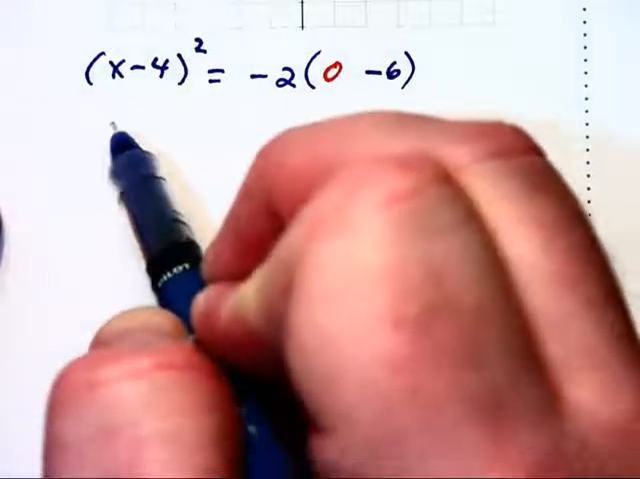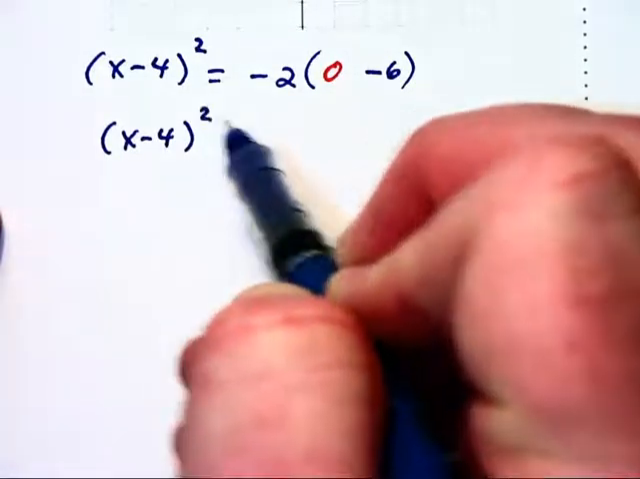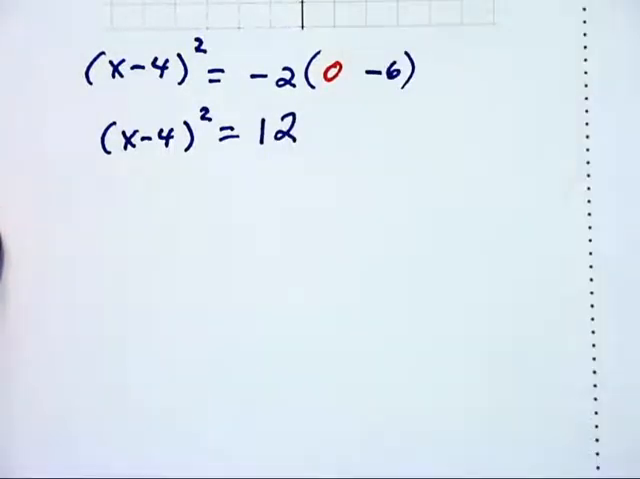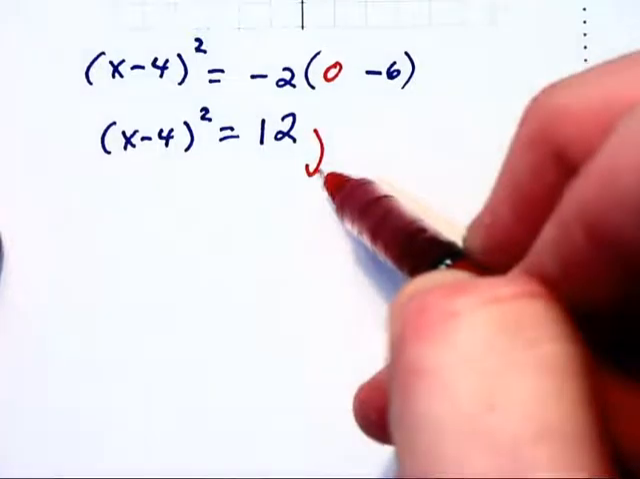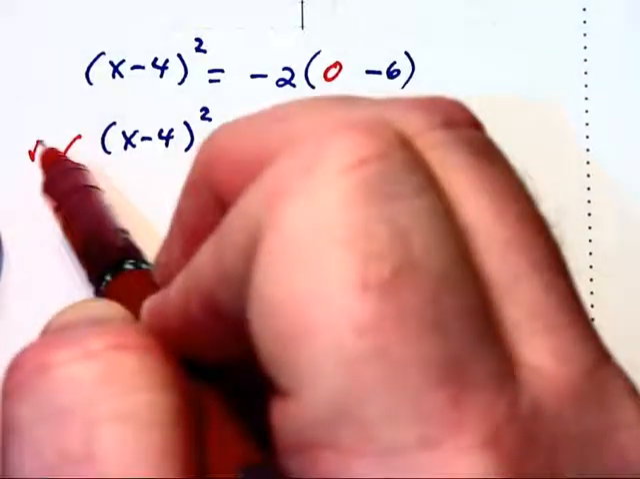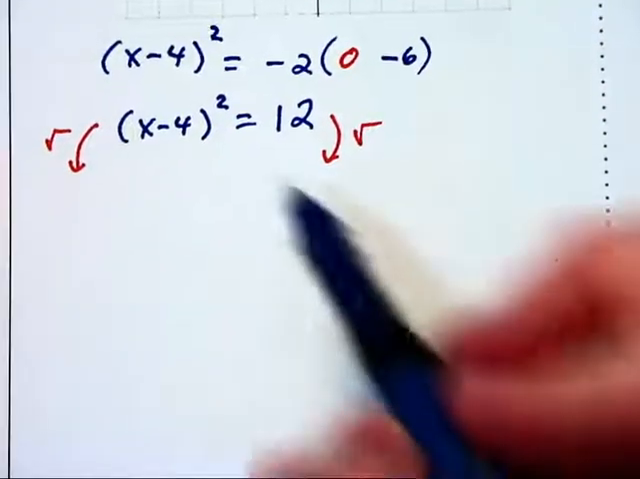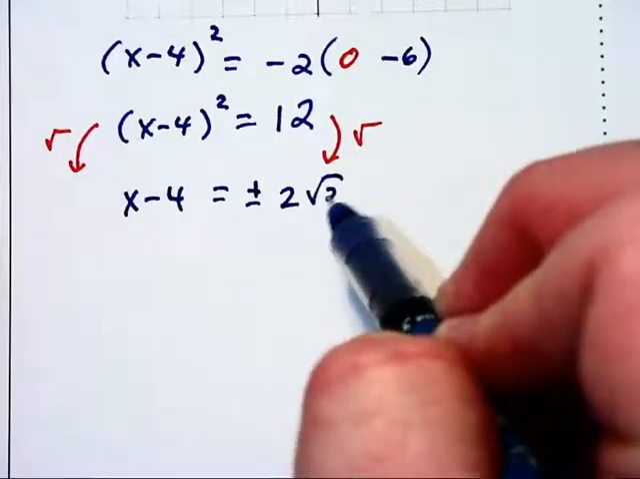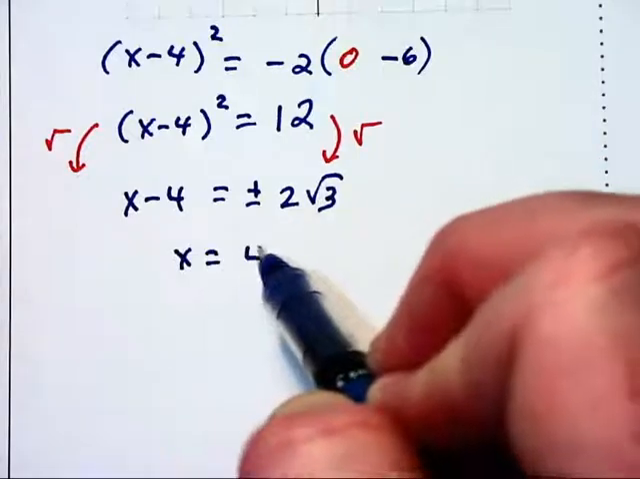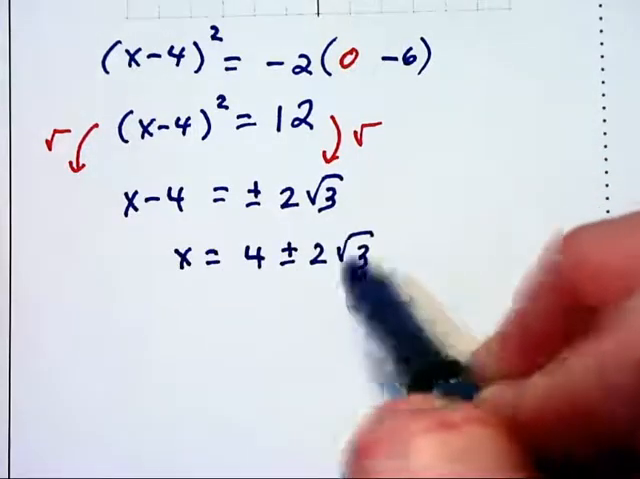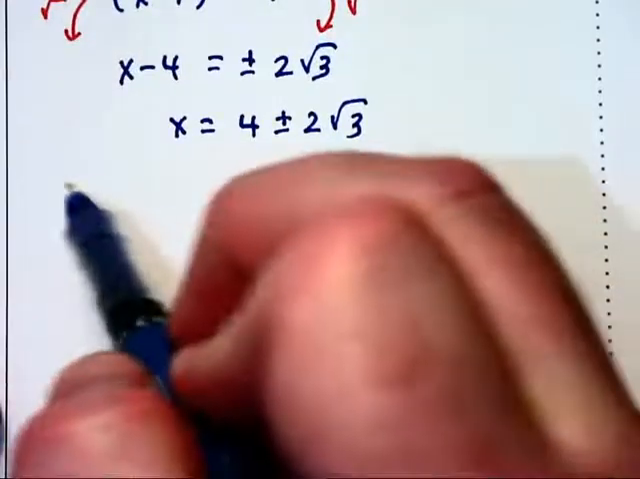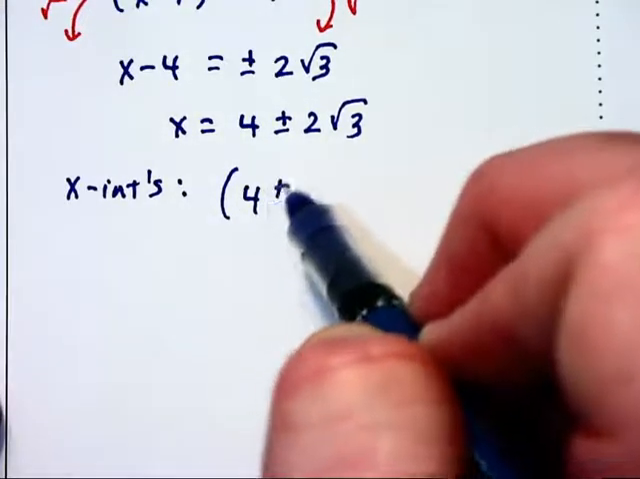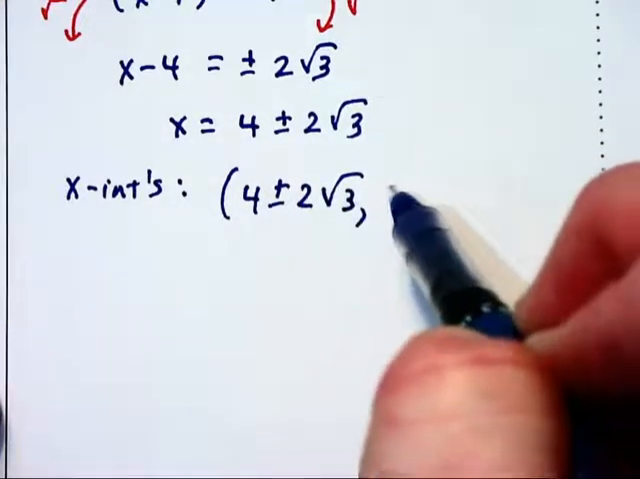We now have (x minus 4) quantity squared equals negative 2 times negative 6, which is 12. And we can solve this equation for x by square rooting each side of the equation. This will give us x minus 4 is equal to plus or minus 2 root 3, and x will then be 4 plus or minus 2 root 3. Interpreting this, our x-intercepts will be (4 plus or minus 2 root 3, 0).